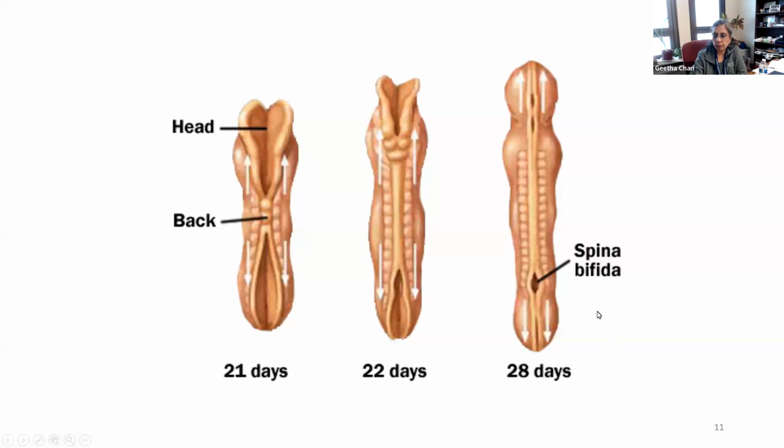So 28 days is a very important number that you have to remember. By the time the neural pore closes, the posterior neuropore, if something happens within these first 28 days, you can develop spina bifida. That's an important fact for you all to remember.